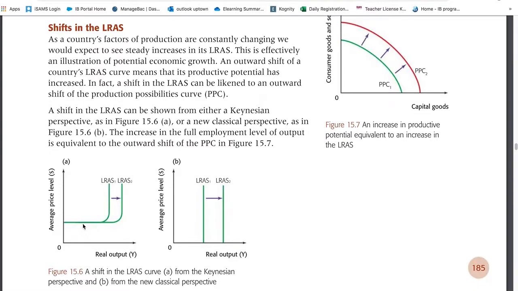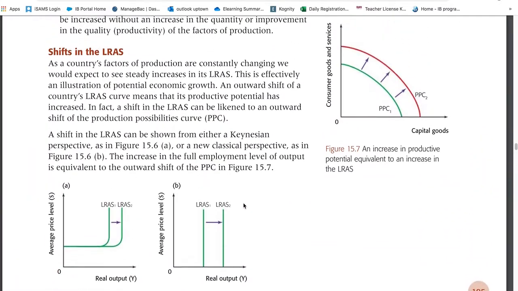So you'll see that there's a bit of an extension of spare capacity, because once again, we have more factors of production now. And then eventually it levels off. And likewise, you can see a shift from S1 to S2 in the classic model, the new classical perspective. All right. Now, that might remind you actually of the production possibility curve that we talked about.